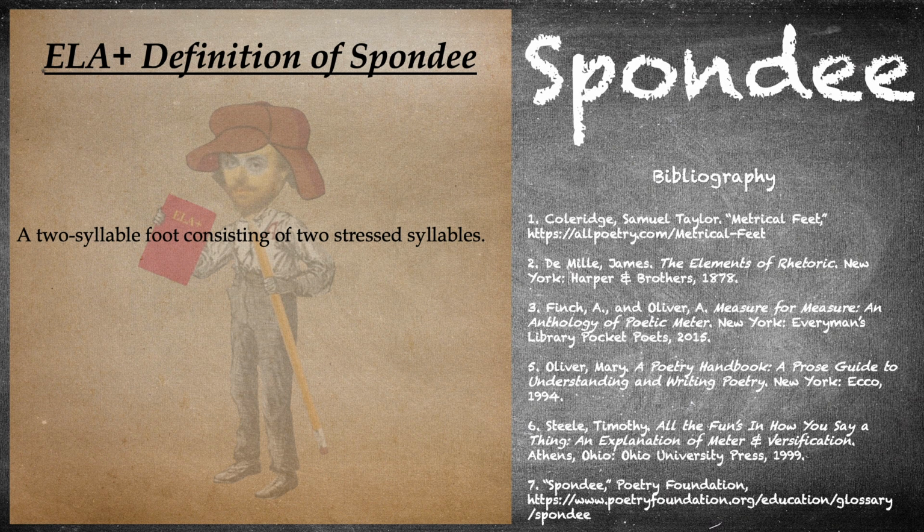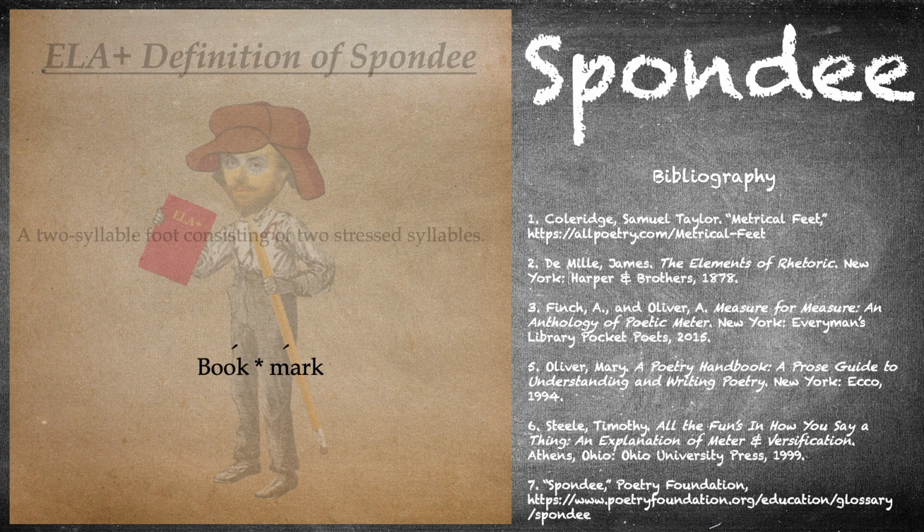From these definitions, we learn that a spondee is a metrical foot of two syllables, and a spondee's two syllables are both accented. ELA Plus therefore defines the spondee as a two-syllable foot consisting of two stressed syllables. The word bookmark, for example, can be read as a spondee.